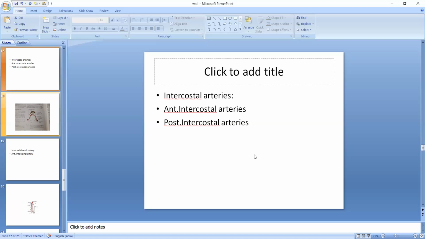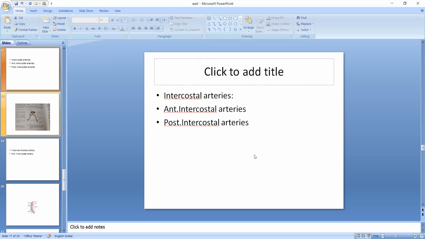The first and second posterior intercostal arteries arise from the superior intercostal artery, which is a branch of the costocervical trunk, and the third to 11th arteries arise from the descending thoracic aorta. Termination: each posterior intercostal artery ends at the level of the costochondral junction by anastomosing with the upper anterior intercostal artery of the space.